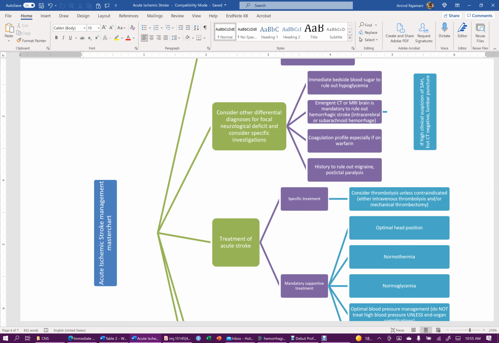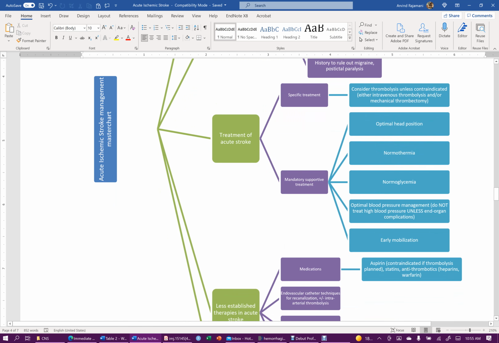If you don't see an obvious subarachnoid on the CT scan, then you might need to consider a lumbar puncture. Obviously, you'll have to rule out intracranial hypertension for that. Then, the treatment of acute stroke, specific treatment, and the supportive treatment.